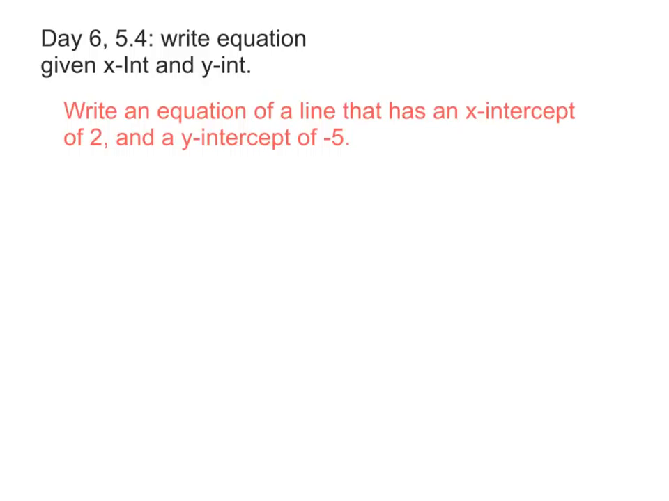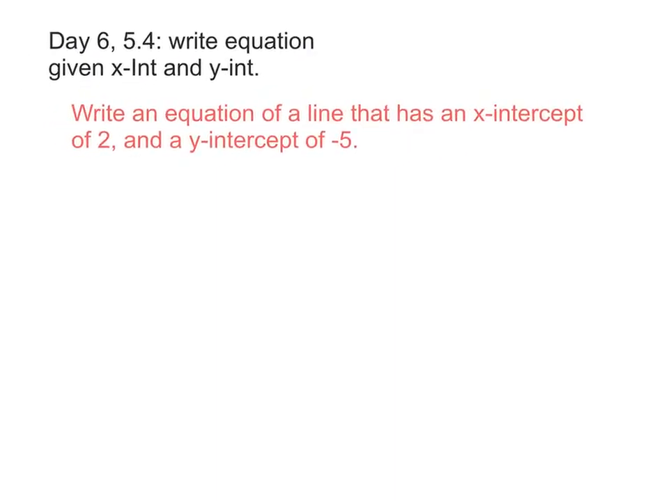Okay, this is a little bit more for day 6. You're also going to be asked to write an equation, and you're going to be given a y-intercept and an x-intercept. So in my first example, I'm going to say write an equation of a line that has an x-intercept of 2 and a y-intercept of -5. And really what they're doing when they're giving you the x and the y-intercept is that they're giving you 2 points.